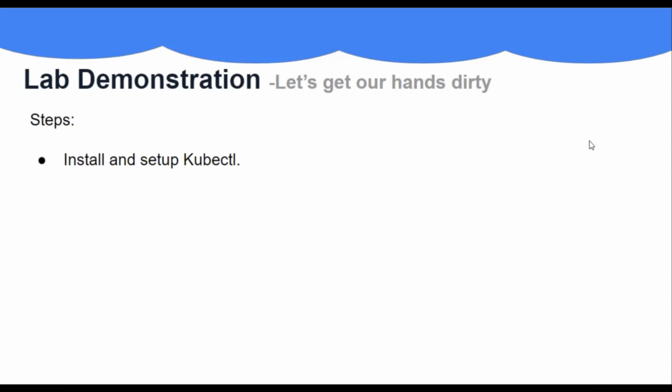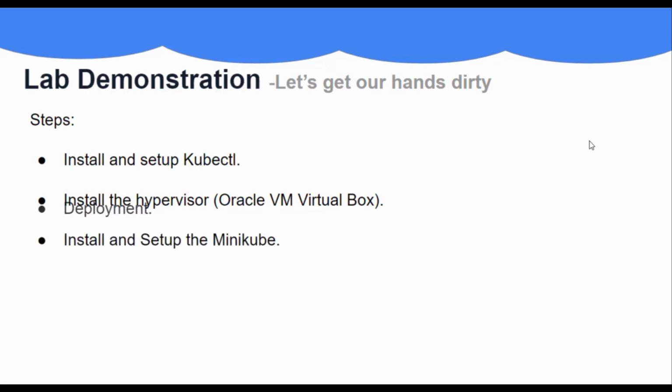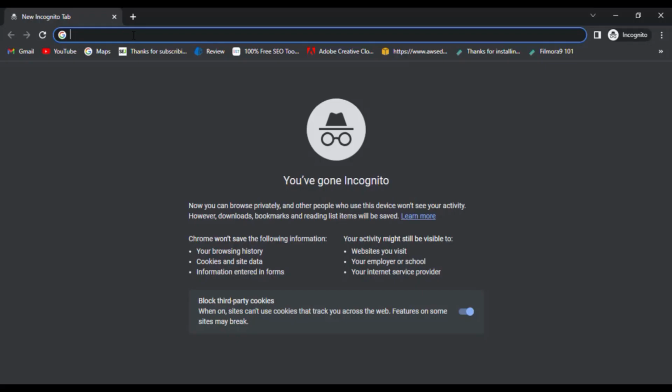First, we will install and set up kubectl. Second, we will install the hypervisor, which is going to be Oracle VM VirtualBox. Then we'll install the Minikube, and lastly we'll create some deployments using the cluster. So let's start the setup.